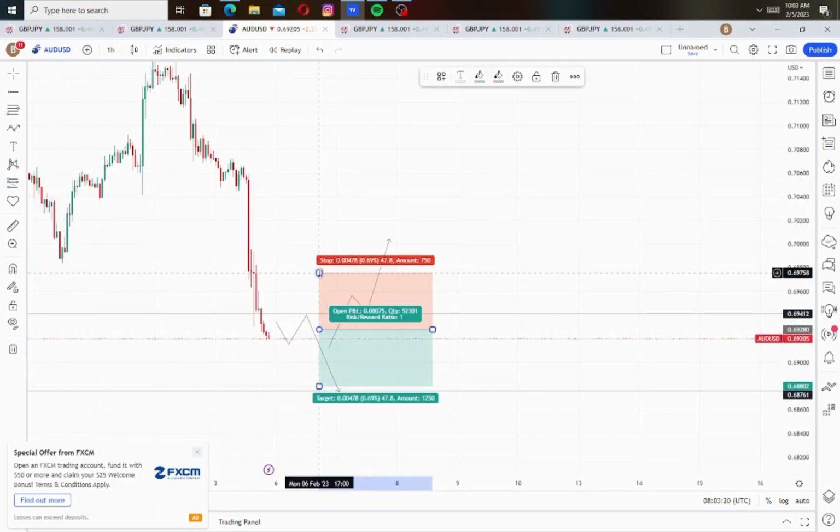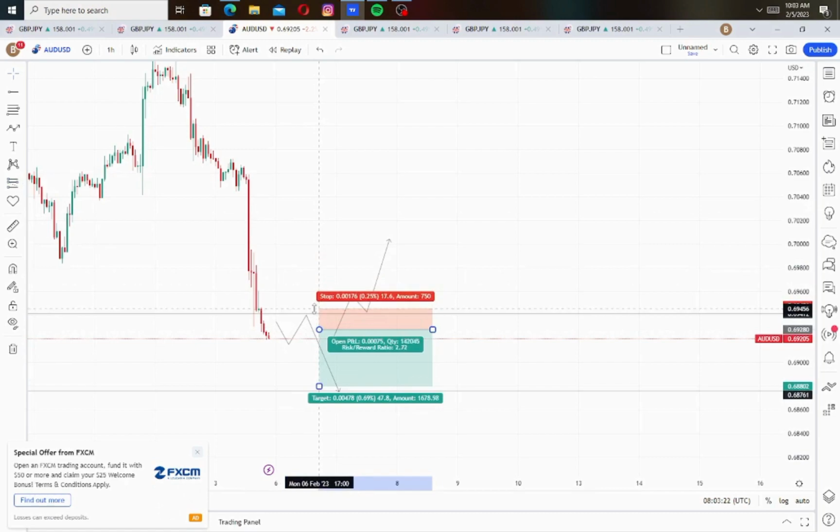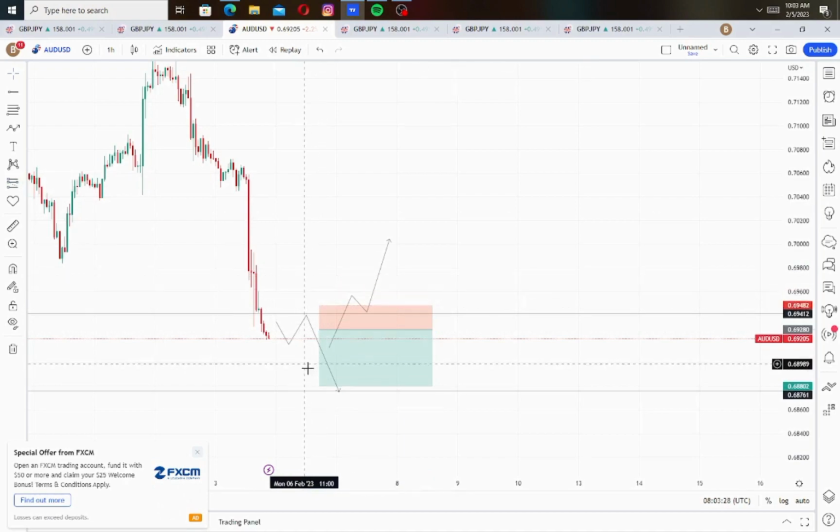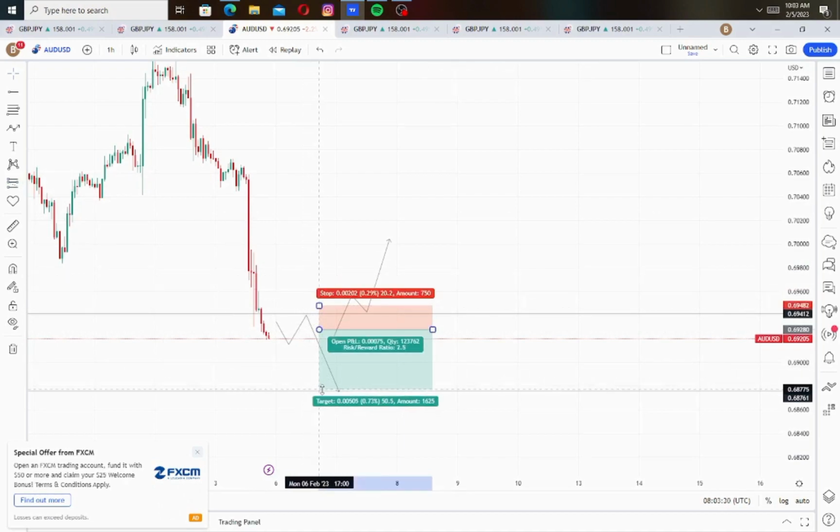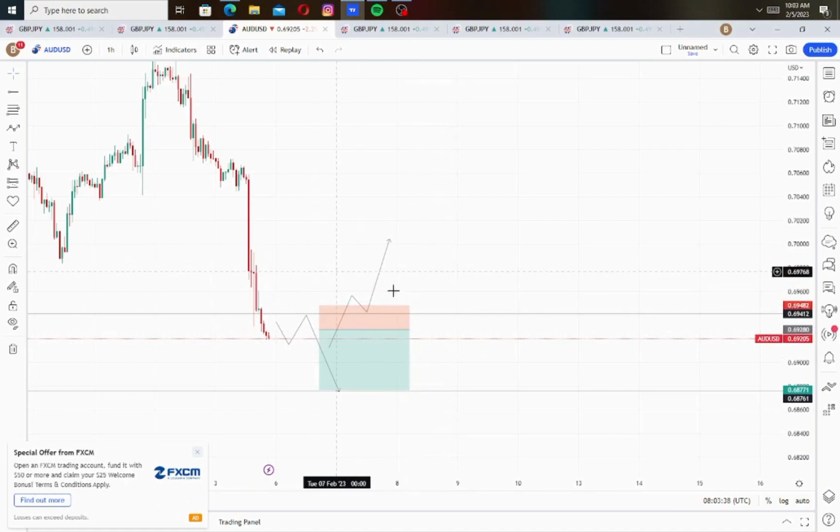Then I'd enter, put my stop loss right there, and I wouldn't be risking a lot of pips, maybe like 20, my TP right here. The ratio is crazy though, because you'd be risking 20 pips to gain 50, which is worth it.